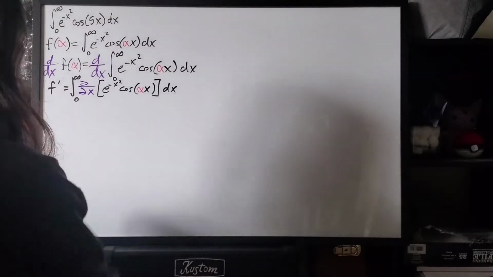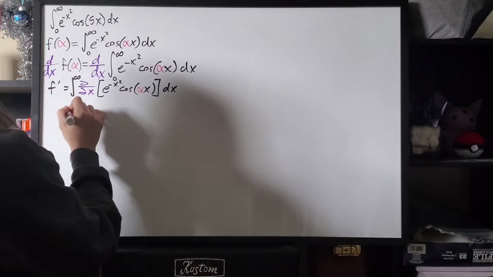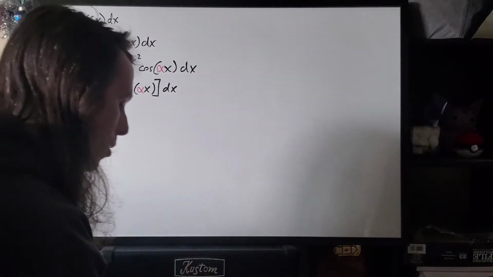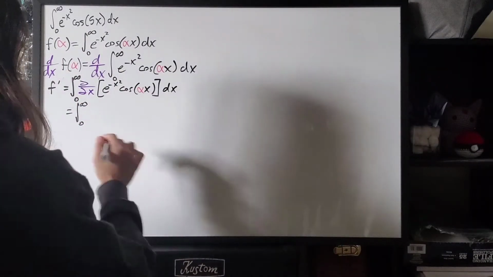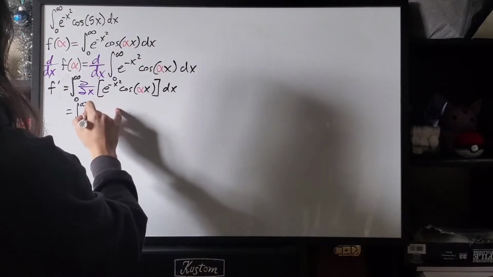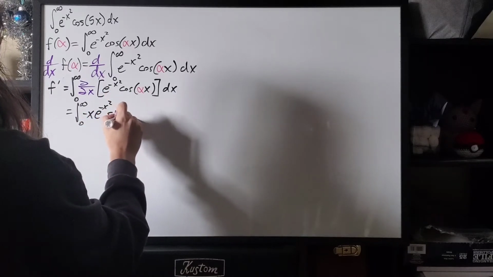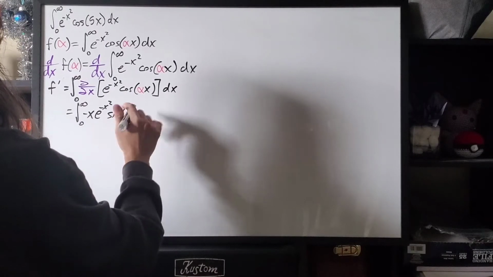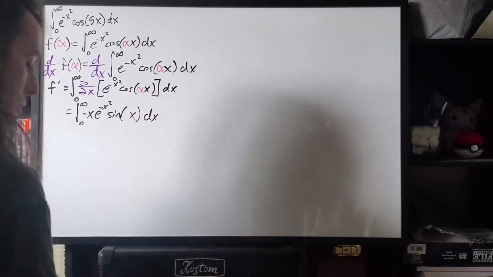So we can take the derivative on the inside now, this partial derivative. This is going to tell us the integral from 0 to infinity. When we take this partial derivative, still with respect to x on the inside, we end up with the x that we're looking for to actually make this problem solvable. We get negative x e to the negative x squared sine of alpha x, still with respect to x.